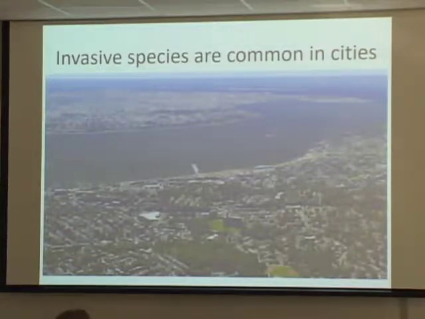This is a view from Google Earth of Staten Island looking into Brooklyn. And I'm showing this picture because at this scale you can see just how modified the habitat is. And you can also see a city block covered in kudzu.